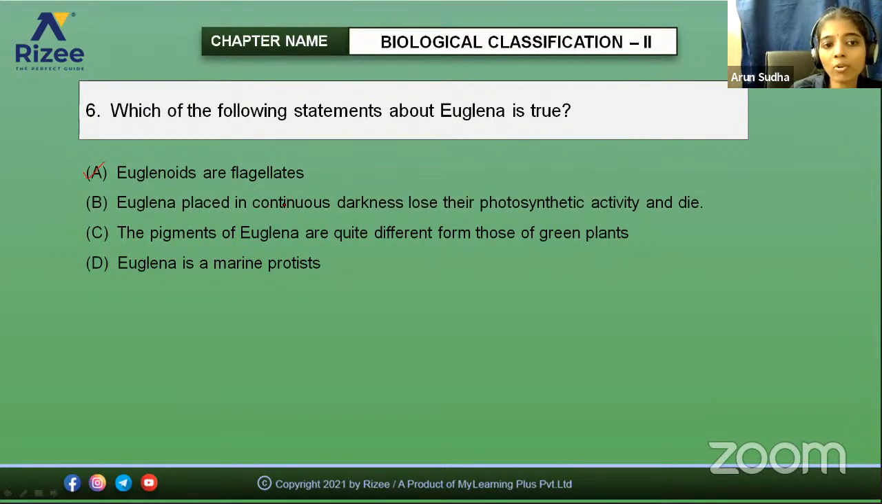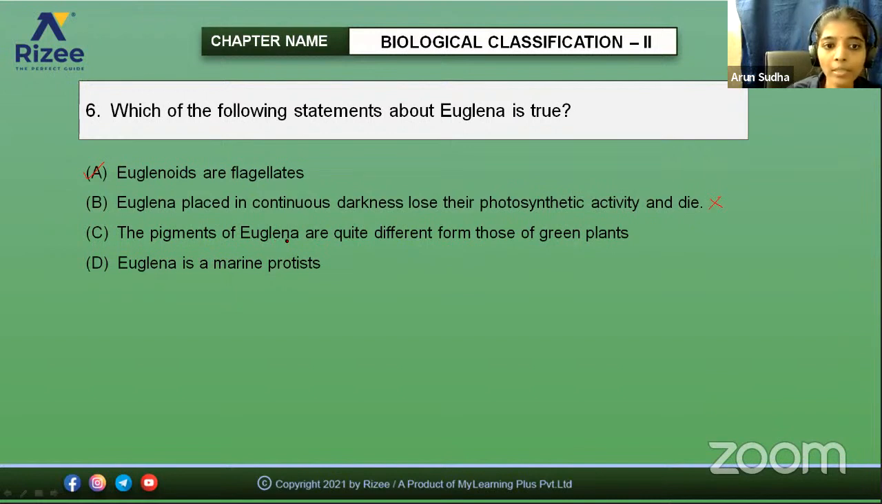So why is this one wrong? Euglena placed in continuous darkness lose their photosynthetic activity and die, it is given. But actually, even if there is no photosynthesis, they can get nutrients from other organisms. That is the heterotrophic mode of nutrition, and they exist. So this is not a true statement.